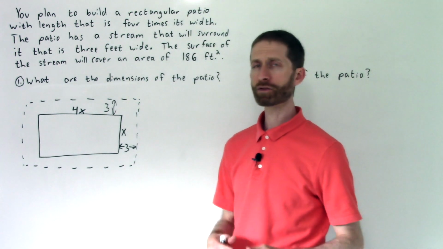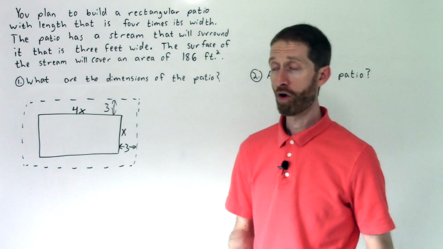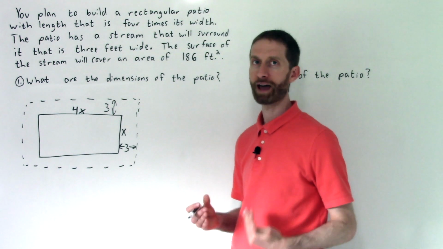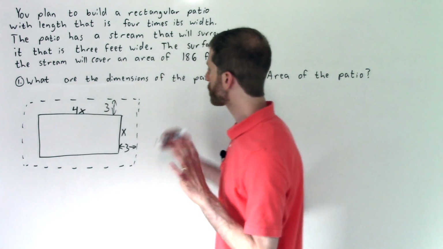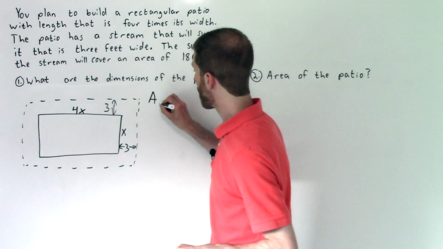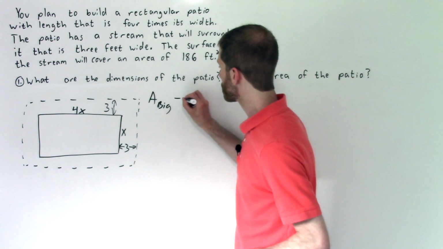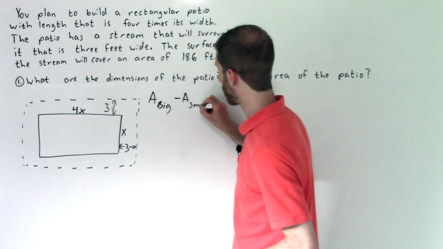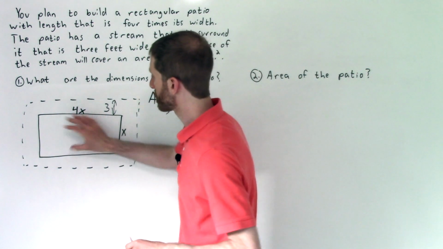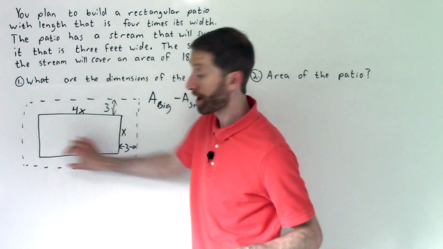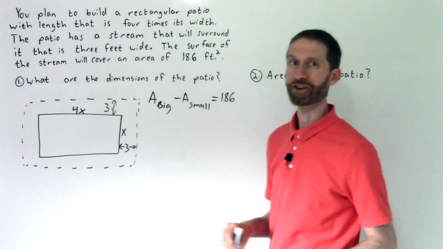It says the surface of the stream will cover an area of 186 square feet. Okay, so that begs for us to find the area expression for the stream, because they're giving you that value for some reason. So what's the area of the stream? Well, this is where we need to think simple. It's the area of the big rectangle, the rectangle that's dotted, including the little rectangle, minus the area of the patio, which is the area of what I'll call the small rectangle. If we can get expressions for both of those and subtract the area of this from the area of that, we'll have what's left around the outside, which is equal to 186 square feet.